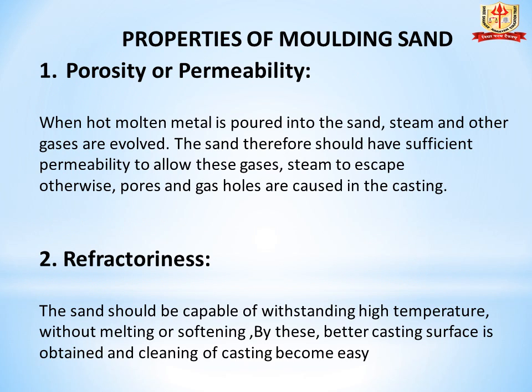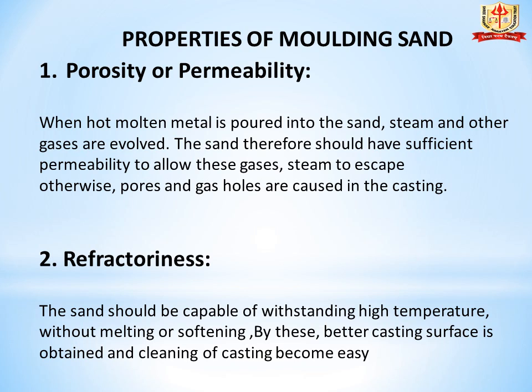Now we study properties of molding sand. First property is porosity or permeability. When molten metal is poured into the sand, steam and other gases are evolved. The sand therefore should have sufficient permeability to allow these gases and steam to escape, otherwise pores or gas holes are caused in the casting. Second property is refractoriness.